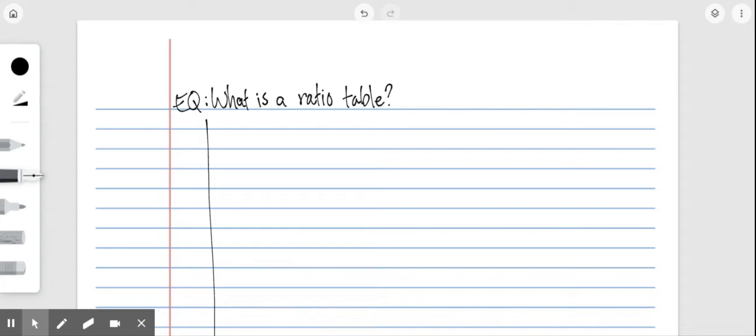Alright, beautiful people. So we've been talking about ratios and what ratios are. This week we're going to talk about what a ratio table is and how to set ratio tables up. So our essential question today is, what is a ratio table?